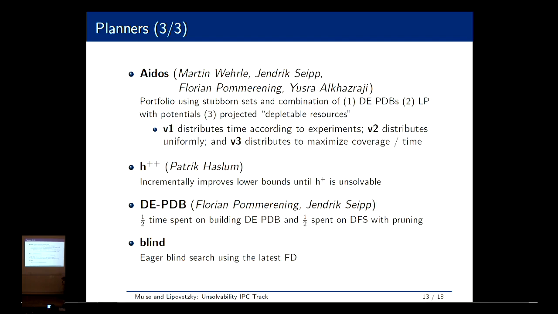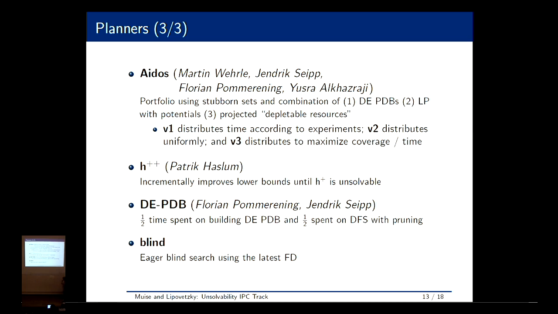The next is a portfolio of planners from a portfolio of people. I think a couple of teams sort of came together for this one. So Eidos is a portfolio using stubborn sets, a combination of dead-end pattern databases, LPs with potentials, and projected depletable resources if they could detect it in the problem. There's three versions, and this just distributes the time among these different things in different ways. So they submitted three variations just to see what the difference would be.